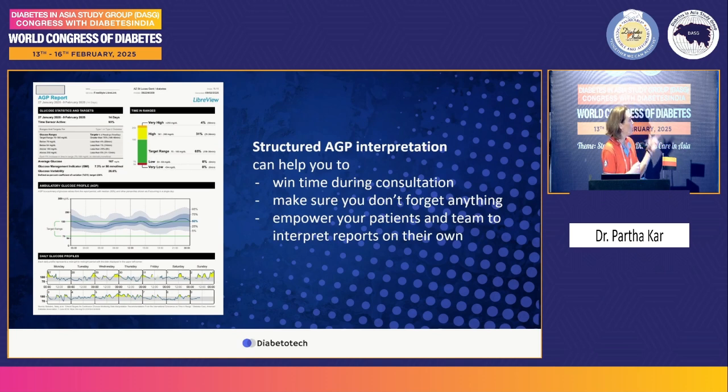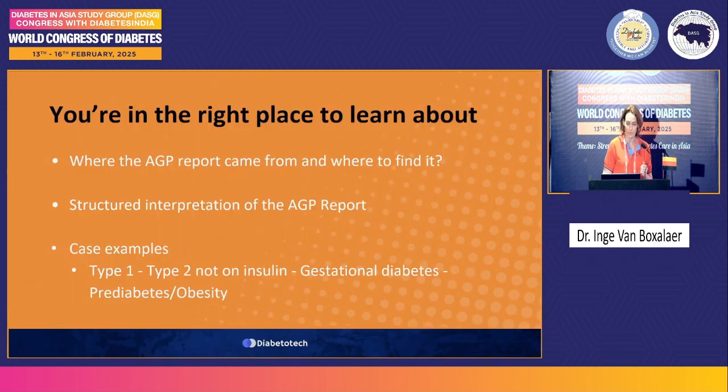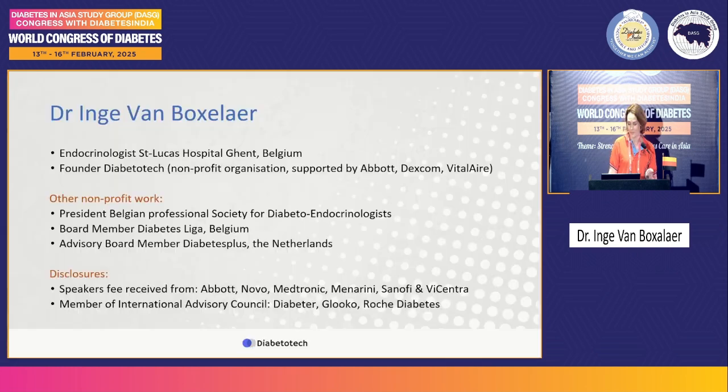But since I know that this exists, this helps me to get the consultation a little bit smoother, to win some time, to make sure I don't forget anything. And this structured approach, if I teach it to my patients and to my team, empowers them to read the reports on their own. That's why I would like to give you a little bit more information about where the AGP report came from, where you can find it, also how you do a structured interpretation of an AGP report, and then some case examples if we have time.